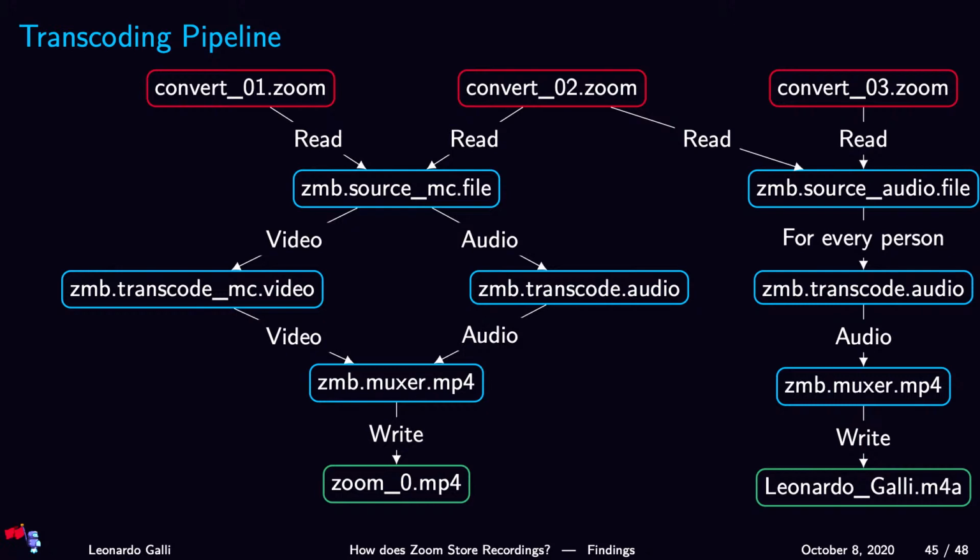So here is this pipeline visualized. This whole thing would be here for every person, but there isn't enough space on here. So yeah, you read in the file, you give it to the source audio file node, this then creates a new subgraph for every person, and then runs it through here.